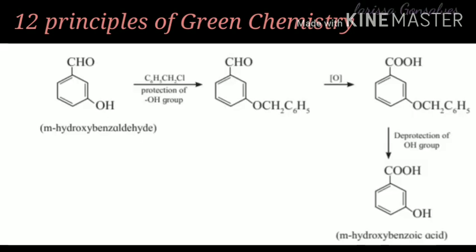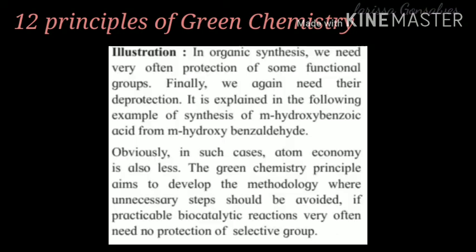So here we take the M-hydroxybenzaldehyde and treat it with benzyl chloride, and here we need to protect the OH group. The benzyl chloride group attacks the O with the elimination of an HCl molecule. Then we react this product with nascent oxygen to form an acid group, COOH. Again, we need to deprotect the OH group, which results in the formation of M-hydroxybenzoic acid. In such a case, the atom economy is going to be less. Also, according to green chemistry, unnecessary steps need to be avoided because they result in generation of waste.